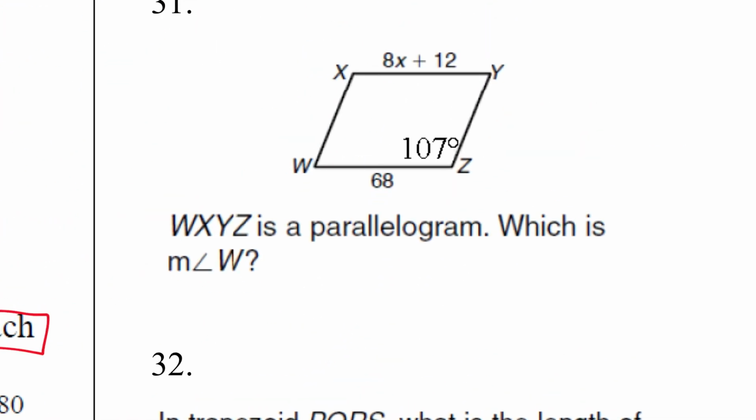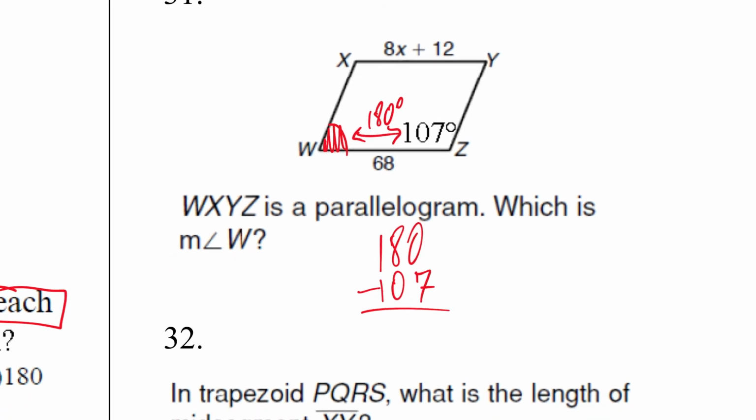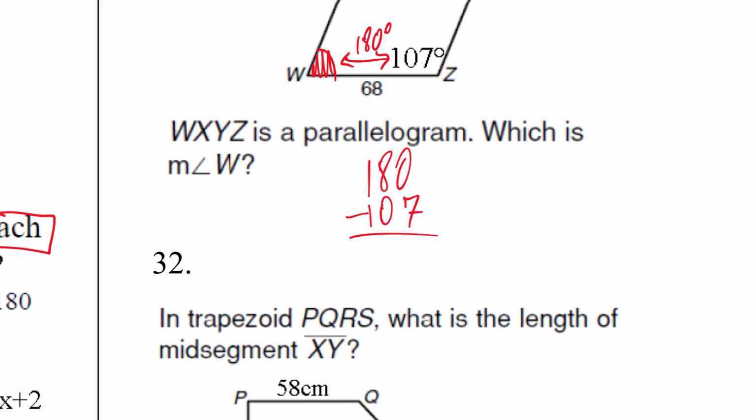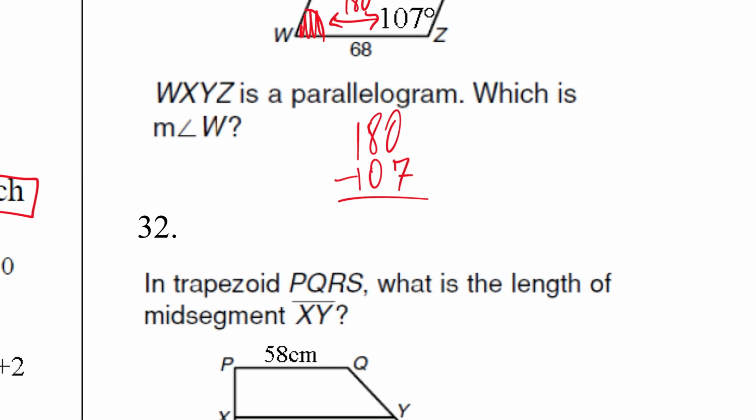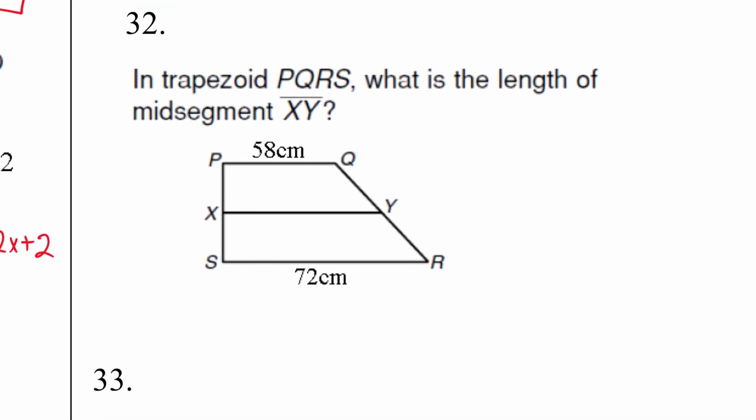Okay, number 31, it's looking for angle W right here, which these two right here add up to 180. So you're just going to do 180 minus 107. That's going to tell you how big angle W is. Okay, on number 32, looking for XY. It's the mid segment, and it's the number exactly halfway between these two. So all we're going to do is go 58 plus 72 divided by 2. That'll tell you how long that mid segment is.